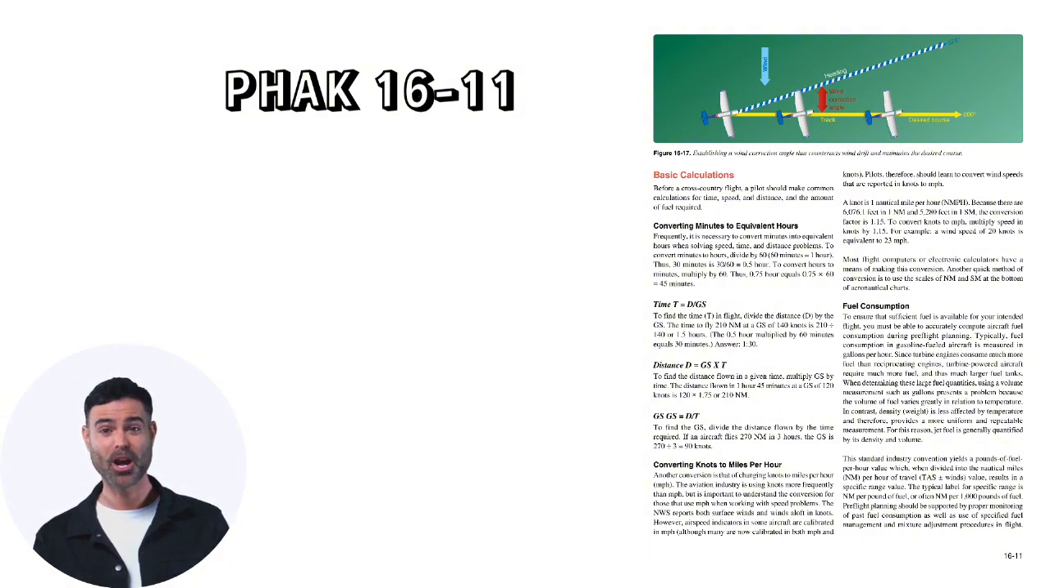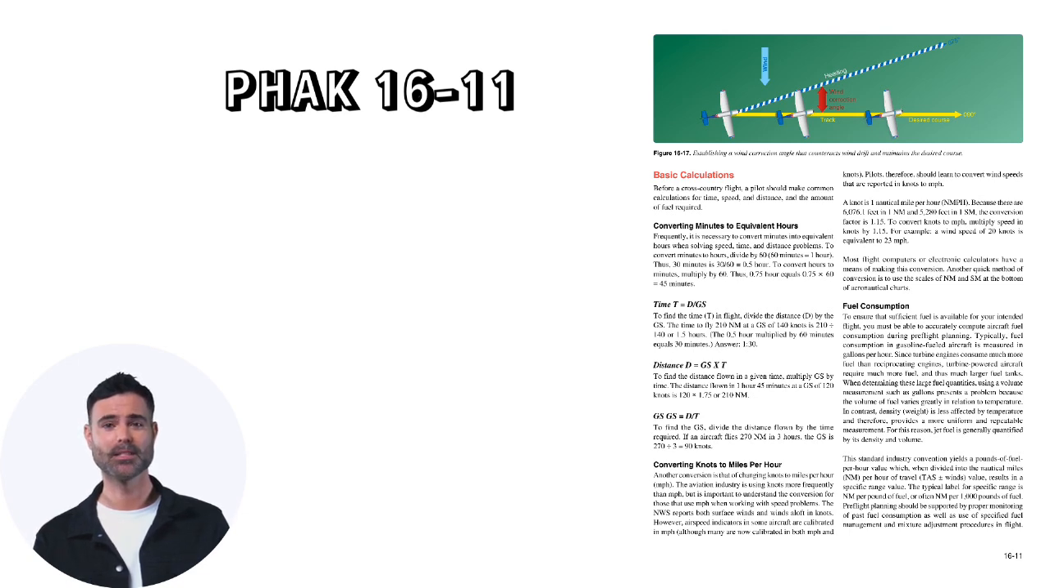Converting knots to miles per hour. Another conversion is that of changing knots to miles per hour, mph. The aviation industry is using knots more frequently than mph, but it is important to understand the conversion for those that use mph when working with speed problems. The NWS reports both surface winds and winds aloft in knots. However, airspeed indicators in some aircraft are calibrated in mph, although many are now calibrated in both mph and knots. Pilots, therefore, should learn to convert wind speeds that are reported in knots to mph. A knot is 1 nautical mile per hour, nmph.